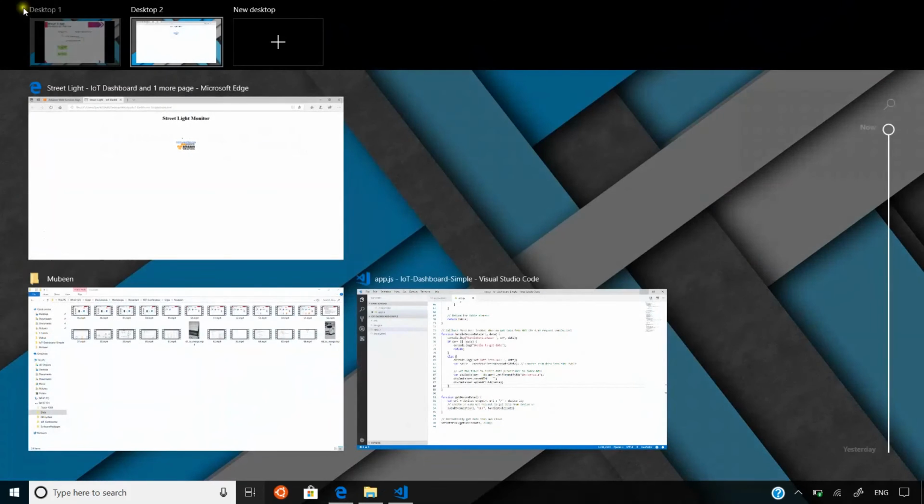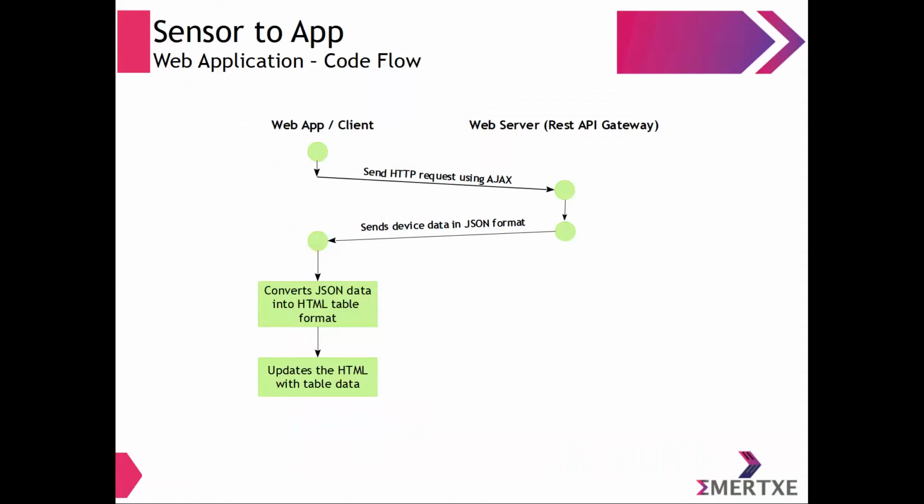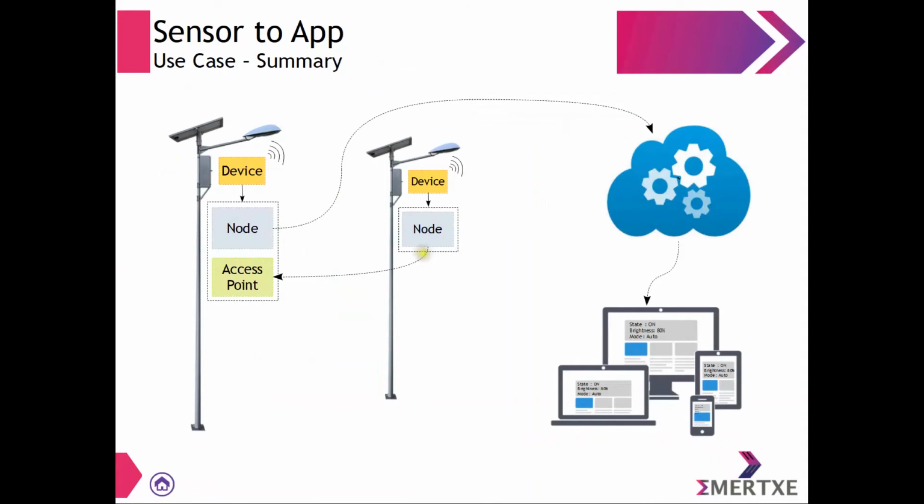Well, thanks Mubin for giving us a complete overview about the cloud integration part. Before I conclude this video session, I would like to go through the use case one more time as a summary. What we have seen in this complete use case is a node based on ESP32, which transmits the data to the access point based on RPi3, and from there it is transmitted to the AWS cloud. And using a web page application, we are getting all this information and it's being displayed.